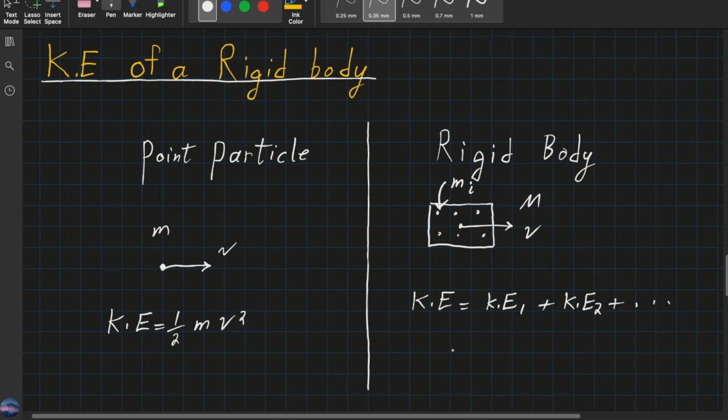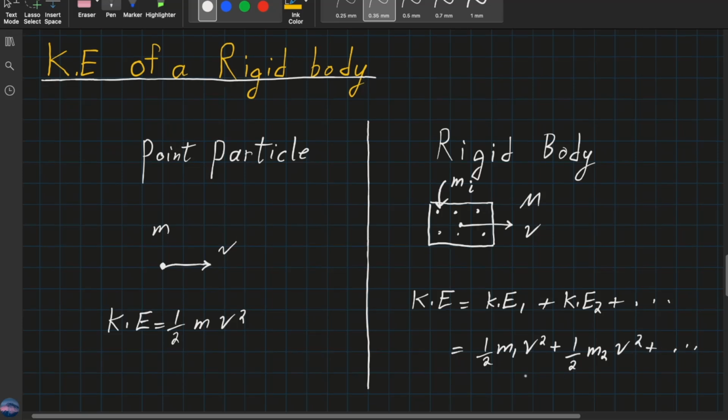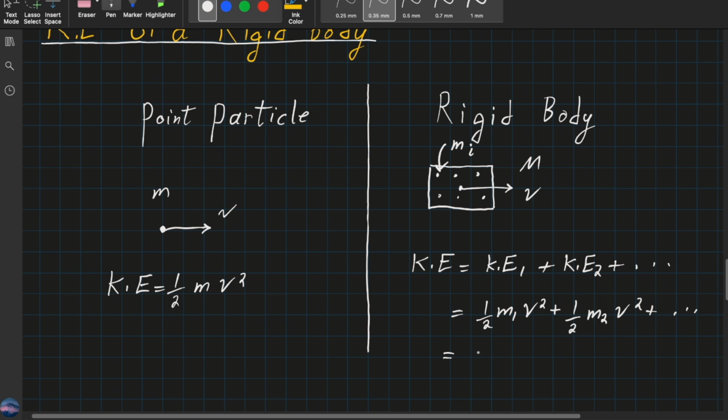We say the first particle has mass, let's say m1, and is traveling at a velocity v, which is the velocity of the rigid body, because the entire body is traveling at the same velocity. Similarly, the second particle has the following kinetic energy, and so on. Now notice, all of the kinetic energies have two terms in common, so we can take the half and the v squared as a common factor, and write it as a sum of all of the different masses that form up the rigid body.